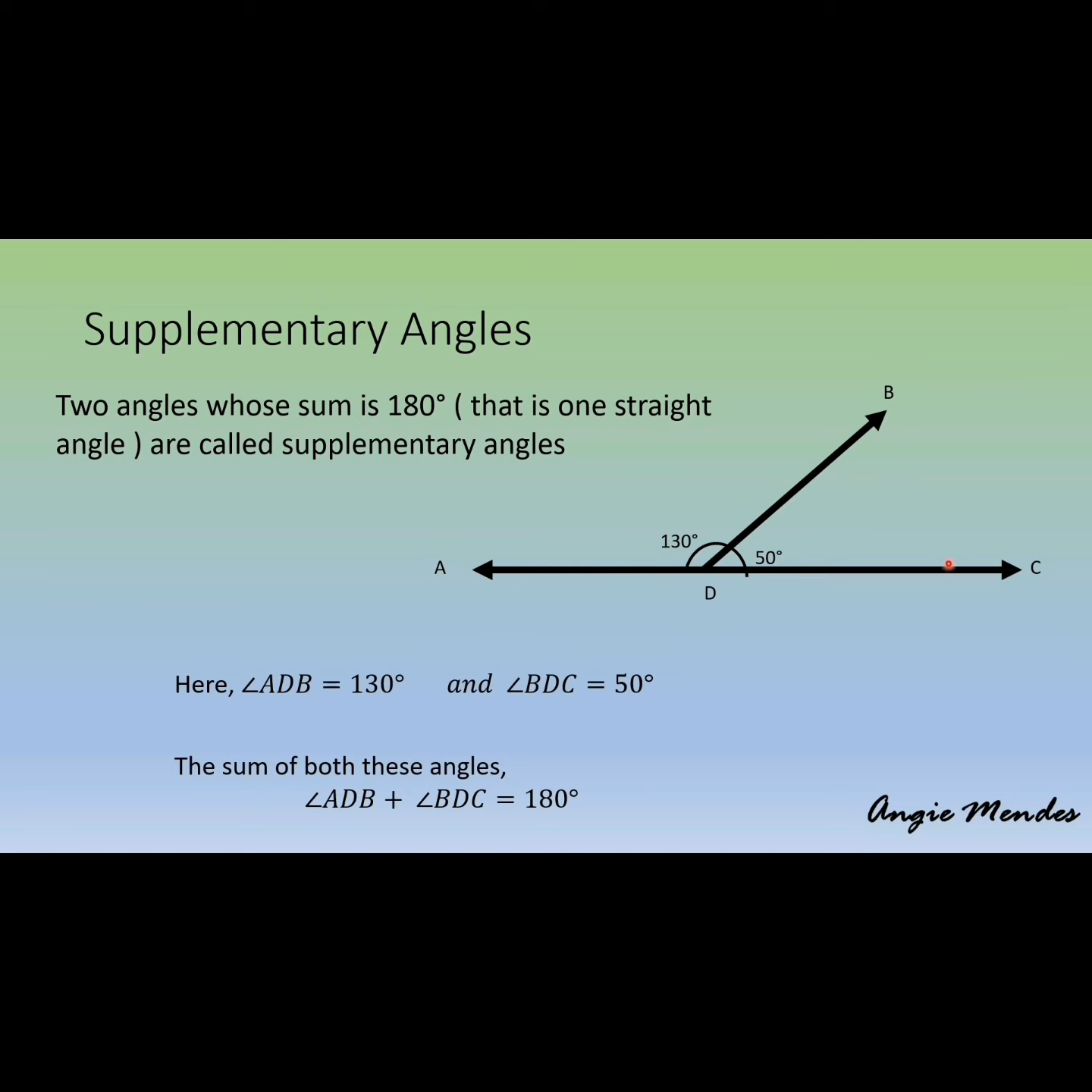So as per what's been told to us, if the sum of these angles adds up to 180 degrees, then these will be supplements of each other. They will be supplementary angles. So 130 plus 50 degrees, is it 180 degrees? Yes, that means both these angles are supplementary angles. Angle ADB plus angle BDC gives 180 degrees. So these are supplementary angles.